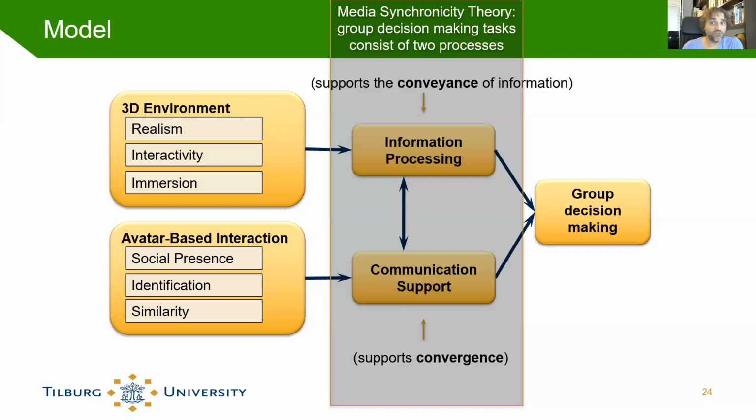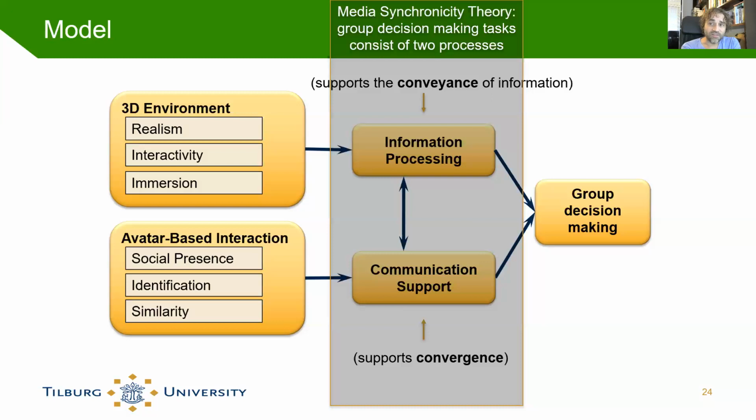And then finally, those two processes, the ability to process information because of being in a virtual environment, and communication support because the identification and presence makes it easier to communicate, that may help group decision making. And we use the distinction between information processing, process structuring, and communication support for that. But we also use media synchronicity theory, and media synchronicity theory is derived from that theory.